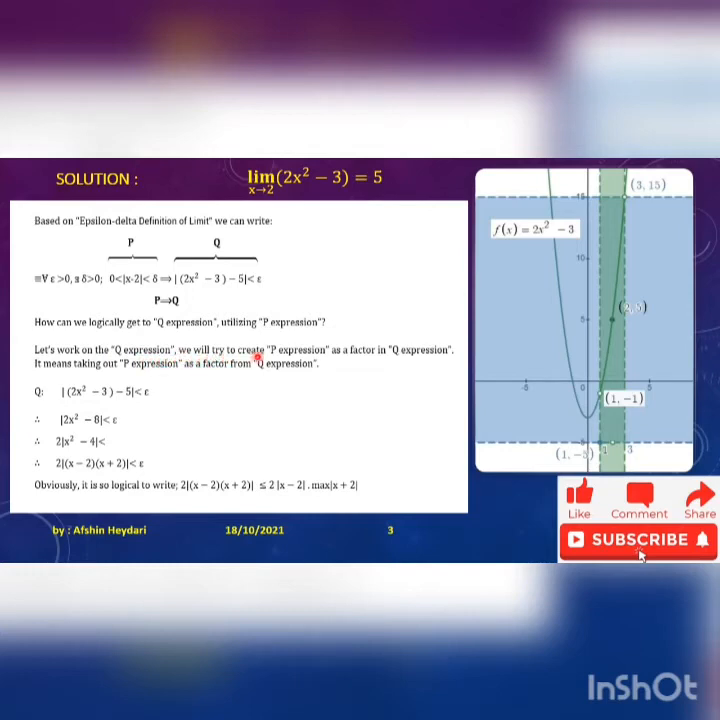We will try to create the P expression as a factor in the Q expression. It means taking out the P expression as a factor from the Q expression. So working on the Q expression, we start to solve.